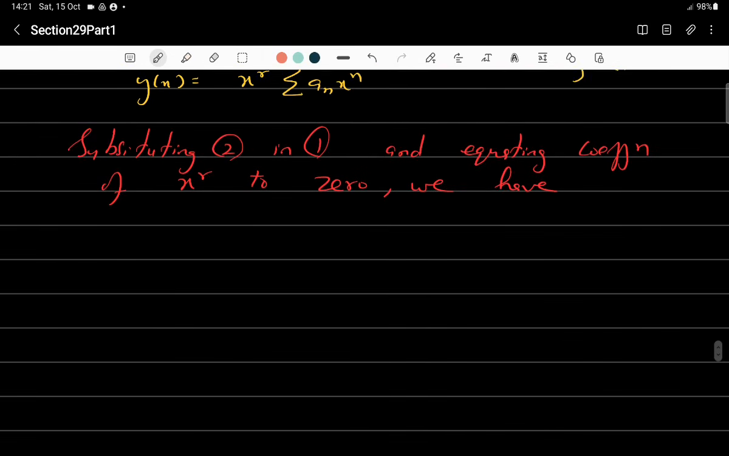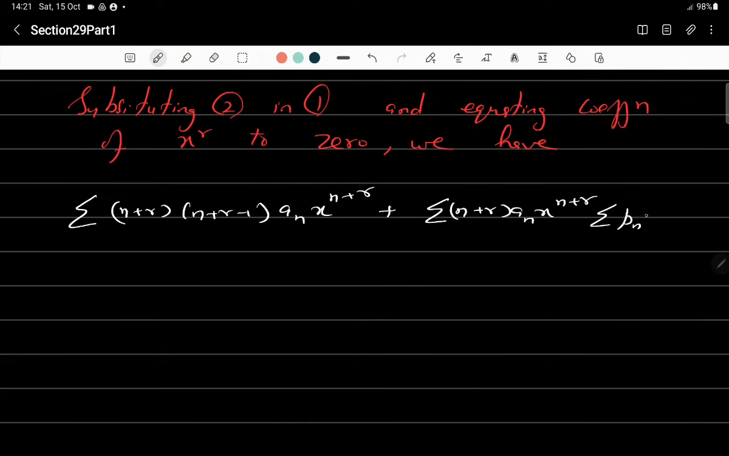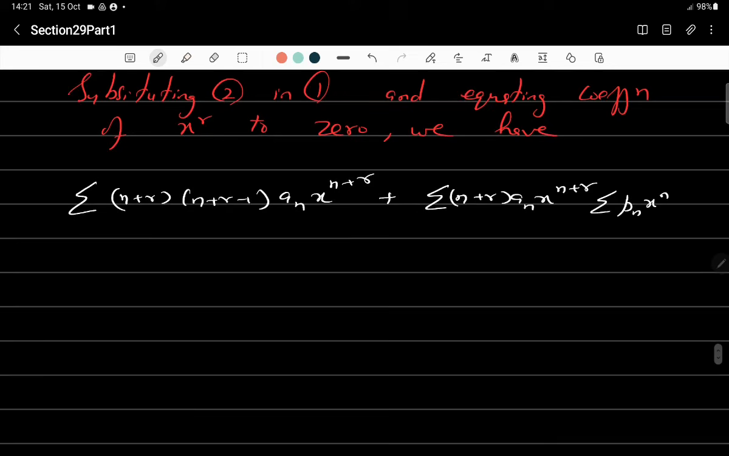If I substitute all the values, then my y double dash is summation n plus r into n plus r minus 1 a n x raised to the power n plus r minus 2, multiplied with x square, plus x y dash, so n plus r a n again x raised to the power n plus r, and p of x, which is summation p n x raised to the power n, then y is a n x raised to the power n plus r, and q n x raised to the power n, is equal to 0.